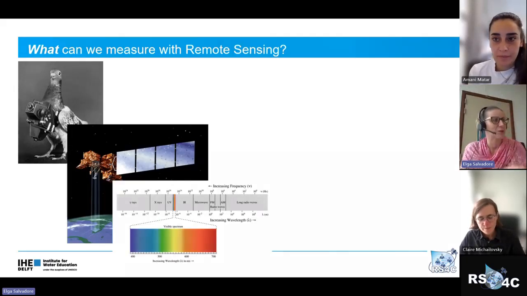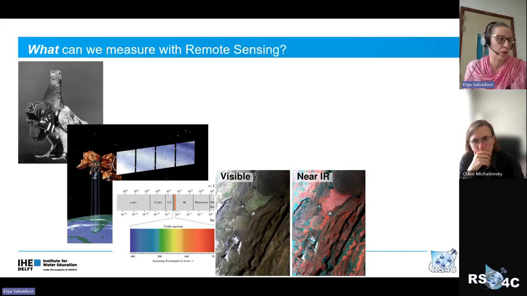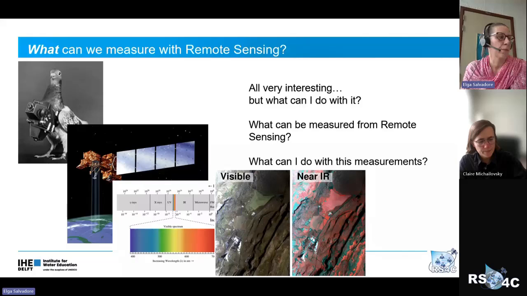Also, she went a bit in depth about the physics behind, so the energy and how this energy is emitted or monitored using sensors. And then we also looked at some of the images that we can obtain from remote sensing products. But what I want to talk about is, okay, very nice, but what can we do with it? What can we actually measure from remote sensing, which is of value for our project in our field, for water resources management, and what can I do with this type of measurements?